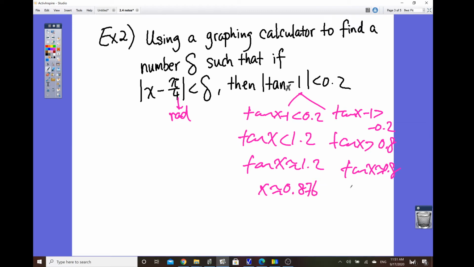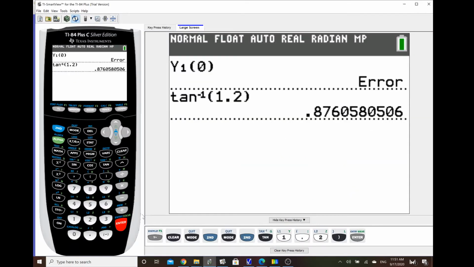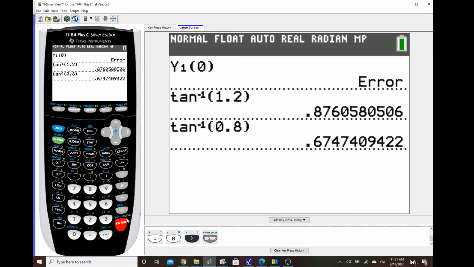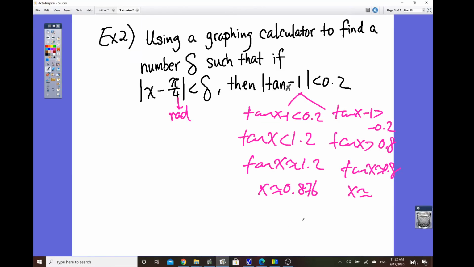And now let's plug in the other number. Inverse of tangent of 0.8. So second inverse of tangent, 0.8. And for that one, we do have about 0.675. And now, whatever x value you find out, you want to put it into the hypothesis. So let's plug the numbers back into the hypothesis.